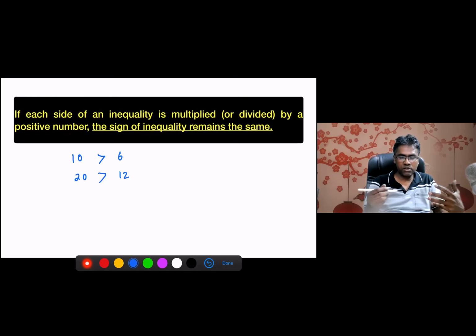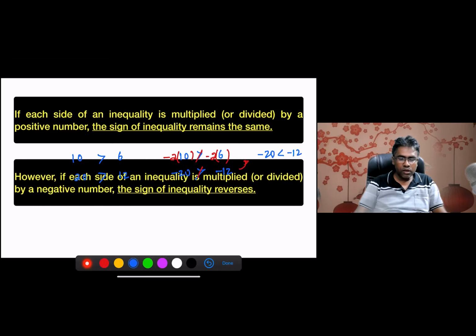But on the other hand, suppose I multiply by -2 on both sides. What do you think will happen here? The left hand side I have -20, the right hand side I have -12. Now which is greater? -12 is greater. So now I cannot say that this is still valid. The sign of inequality reverses. In such a case, the sign of inequality actually reverses. So -20 is actually less than -12.